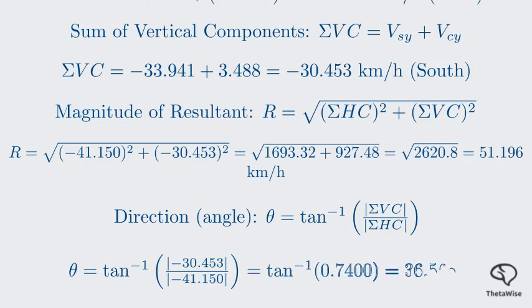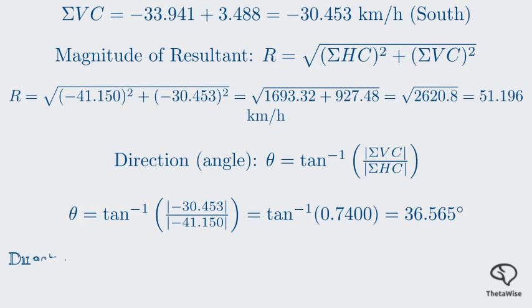This gives us 36.5 at 65 degrees. Now we need to specify the direction relative to the compass points. Our horizontal component was west, and our vertical component was south. This means the resultant vector is in the southwest quadrant.